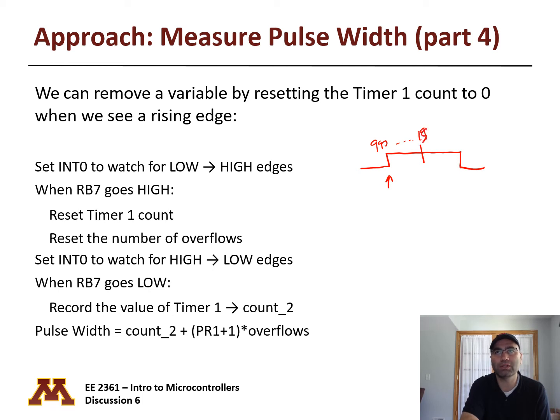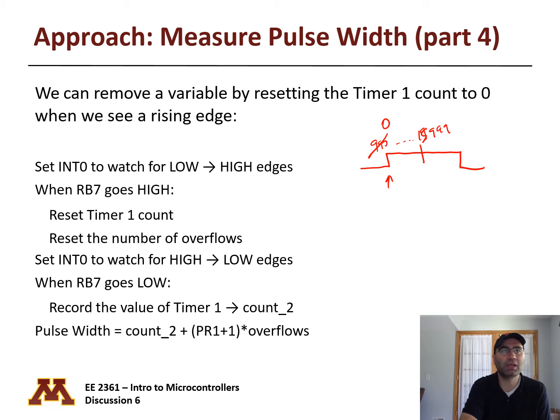right? 15,999. So instead of just continuing counting, we can say, okay, I will just clear the timer at this point and I will have 0 here. That way I get rid of one variable. I get rid of the start time because start is going to be 0. Okay, the count 1 is going to be 0.